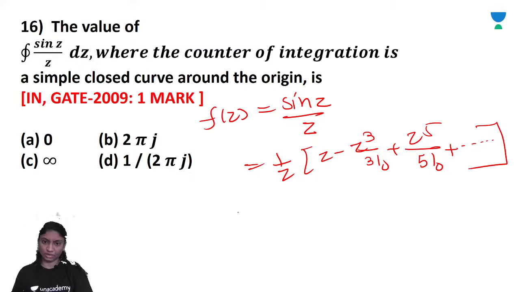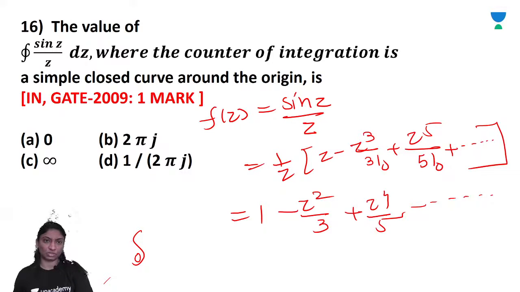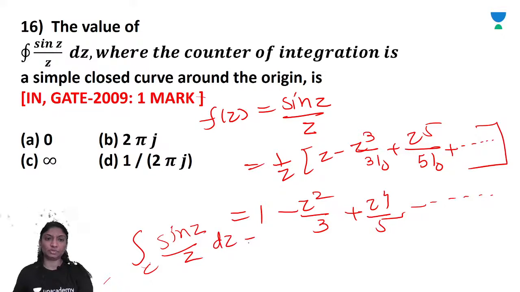So you will get 1 minus z square by 3 factorial plus z raised to 4 by 5 factorial and so on. Okay, so no poles lie inside the given curve. All the poles are outside the closed curve C. So definitely, by Cauchy's integral theorem, the integral of sin z upon z dz is equal to 0. Option is A.